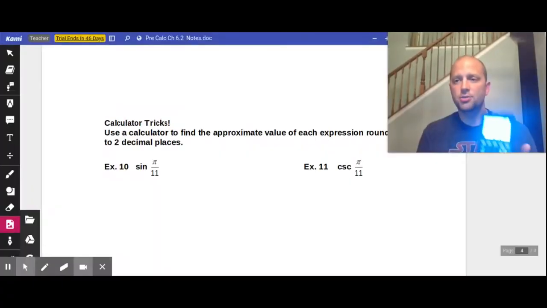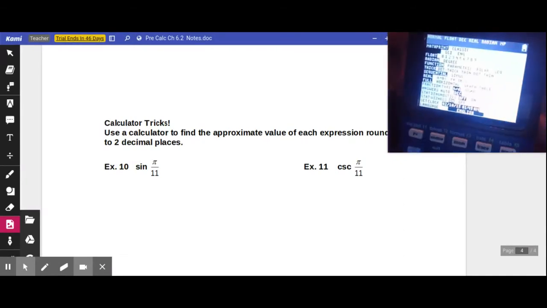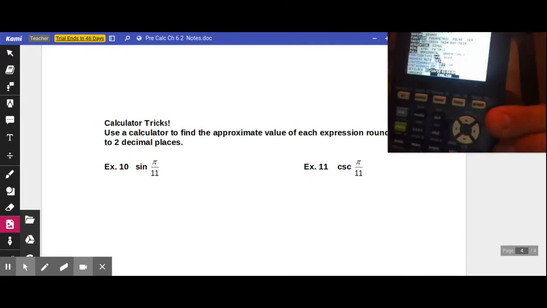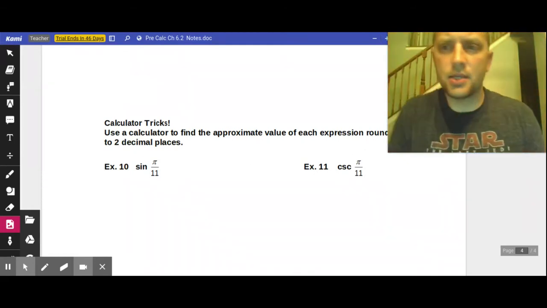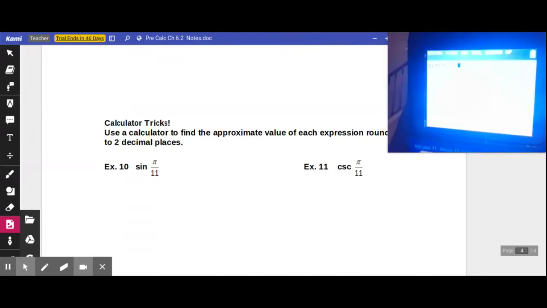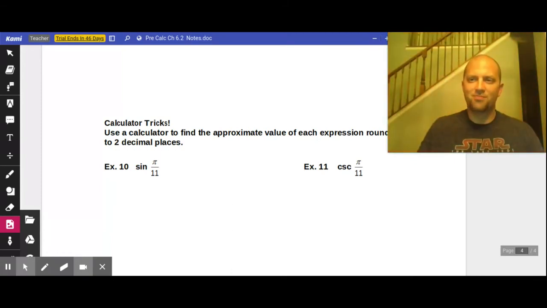Do use your calculator and show the students how to do the sine of pi over 11. Make sure they're in the right mode. We're in radians. Again, mode is right there. Press second quit, and now I can type in sine of pi divided by 11. Press enter, and you should get 0.2817. Boom. Don't do ScreenCastify when your family is working on their musical instruments.